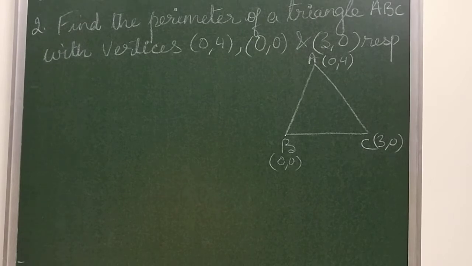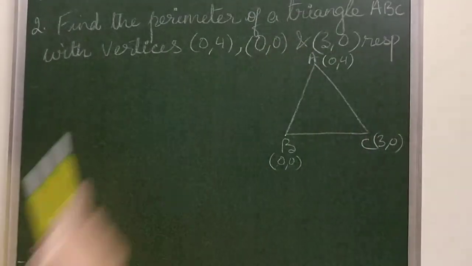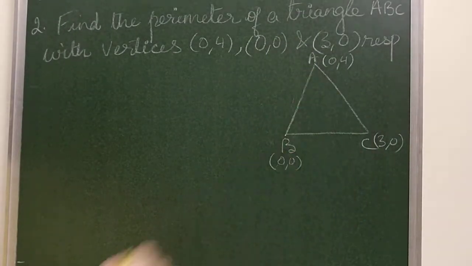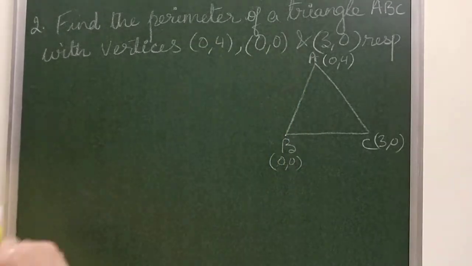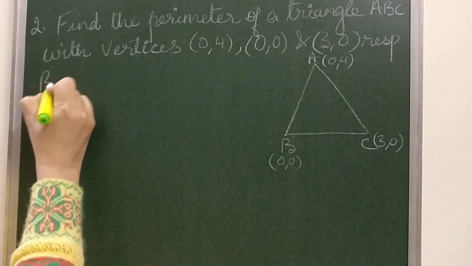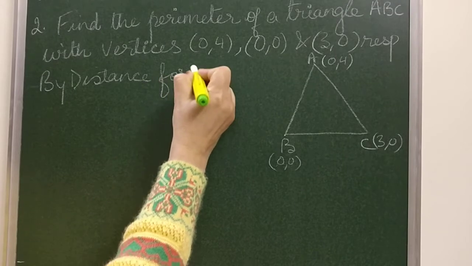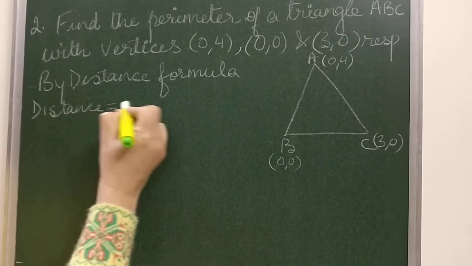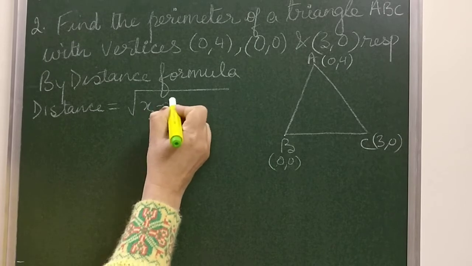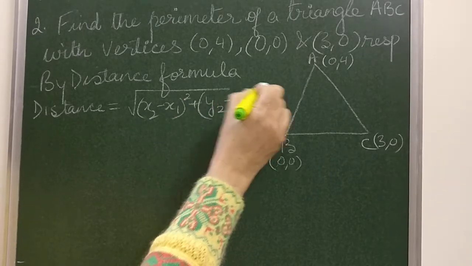Second sum, find the perimeter of a triangle ABC with the vertices (0, 4), (0, 0) and (3, 0) respectively. Perimeter means the sum of all these three sides. So we will find these three sides using the distance formula, right? So first let us take side AB. So by the distance formula, distance is equal to the square root of (x2 minus x1) the whole square plus (y2 minus y1) the whole square.